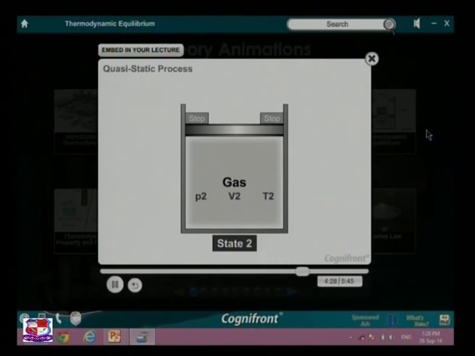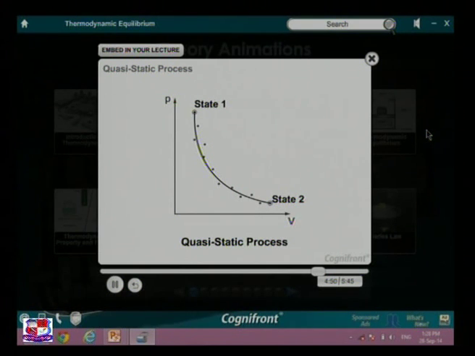Here, the departure of each state of the system from the thermodynamic equilibrium state is infinitesimally small. Such a process is known as a quasi-static or reversible process. Observe the graph of the quasi-static process, which is a locus of all the equilibrium points passed through by the system.